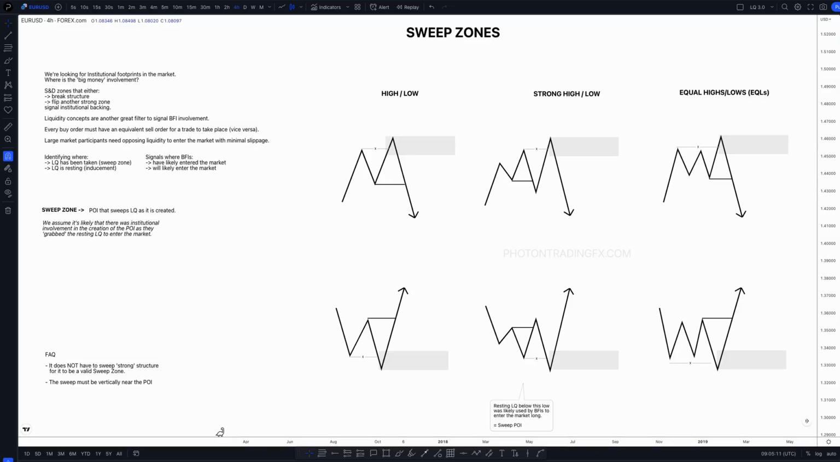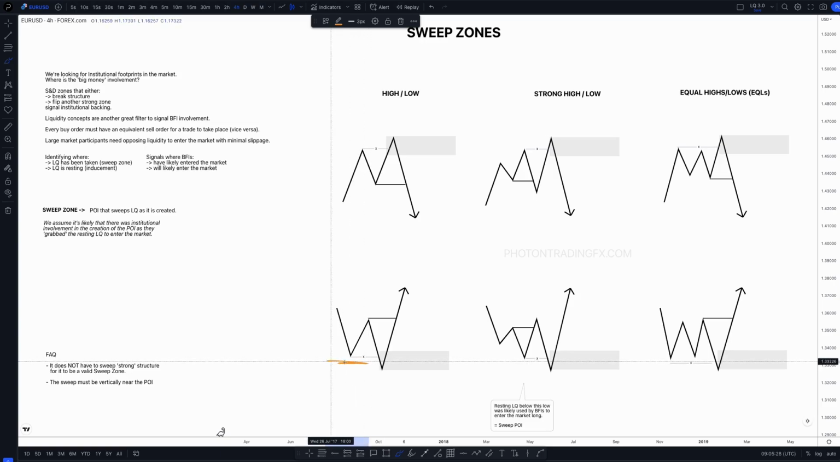So, a 20-second recap on what a sweep zone is. It's essentially another filter that we are using that potentially indicates that a supply or demand zone was created by institutional involvement, big money involvement. The theory is that they've likely used the available sell side liquidity below that low to enter their long positions, which then leads to that break of structure, or likewise using the buy side liquidity above those highs as liquidity to enter their short positions.